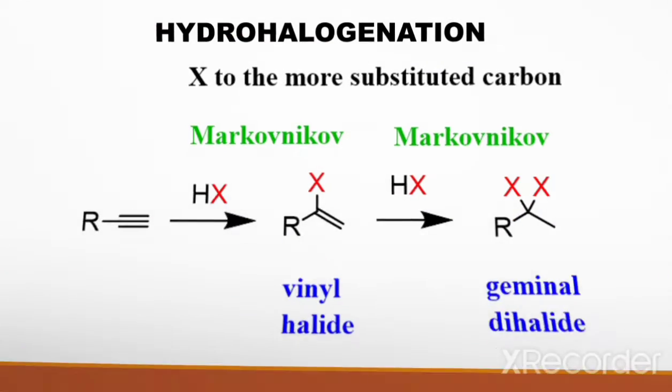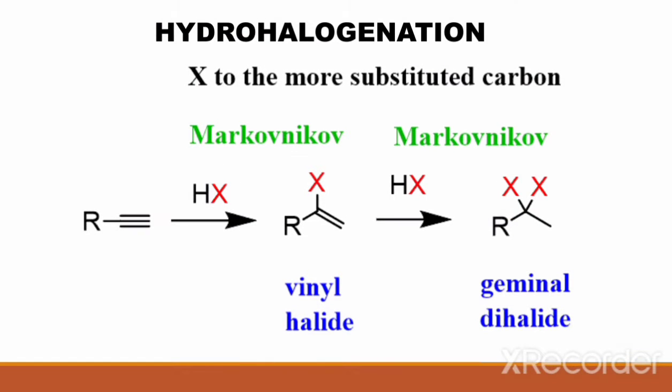Okay. Next is hydrohalogenation, means addition of hydrogen as well as halogen. So in this reaction, we will take an alkyne, and in the presence of hydrogen halide, it will convert into vinyl halide, and then further reaction will proceed.